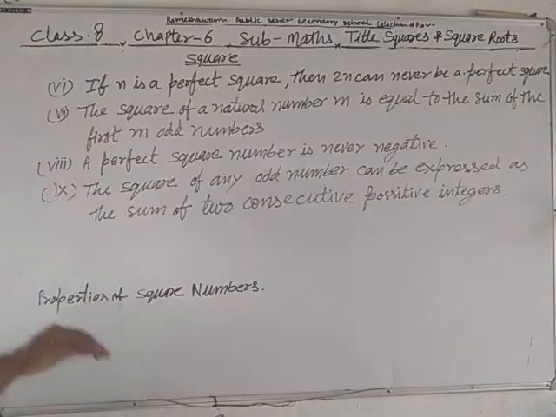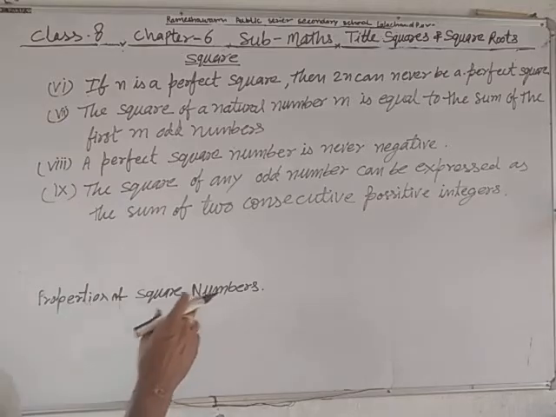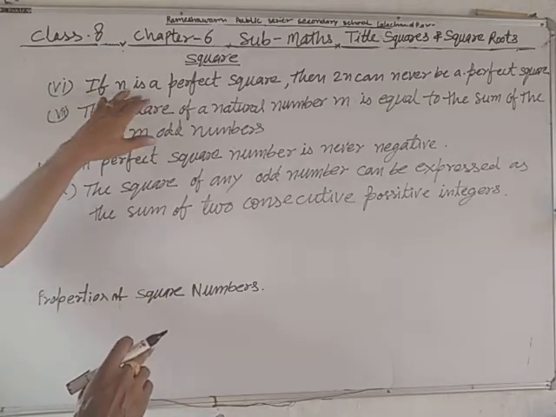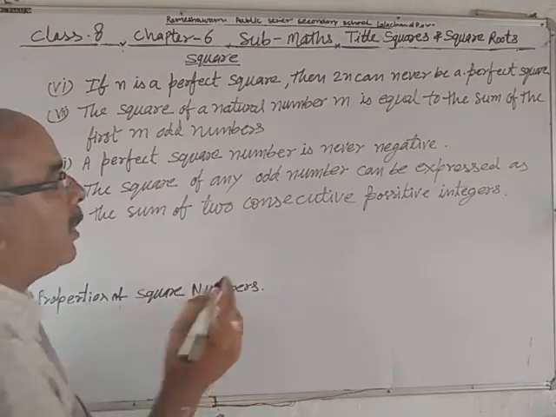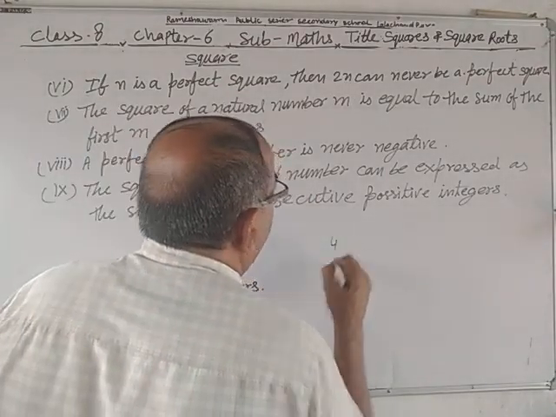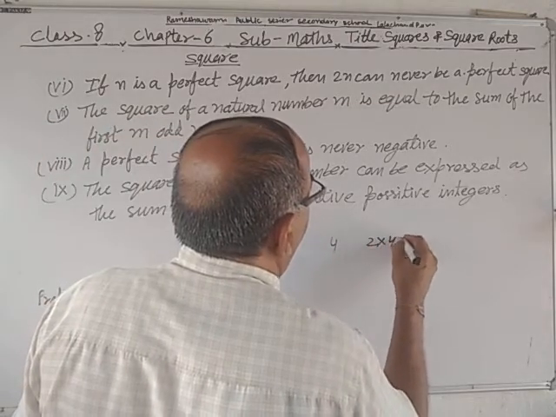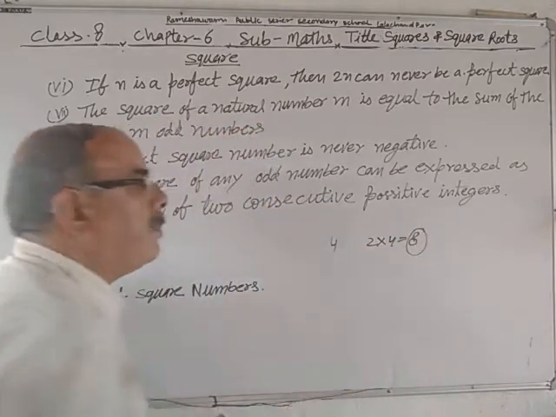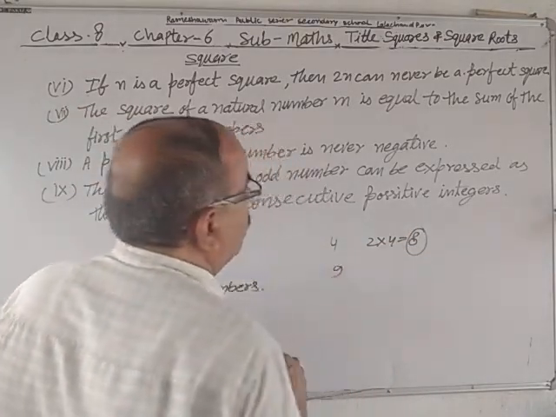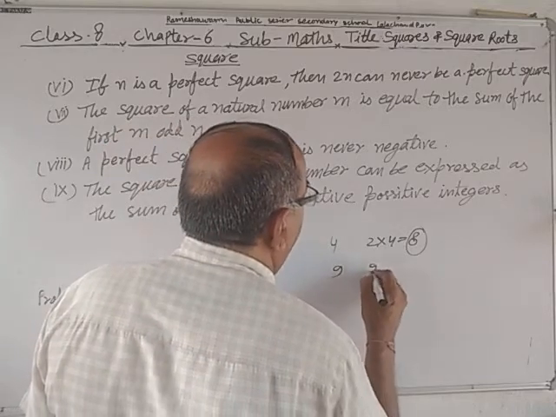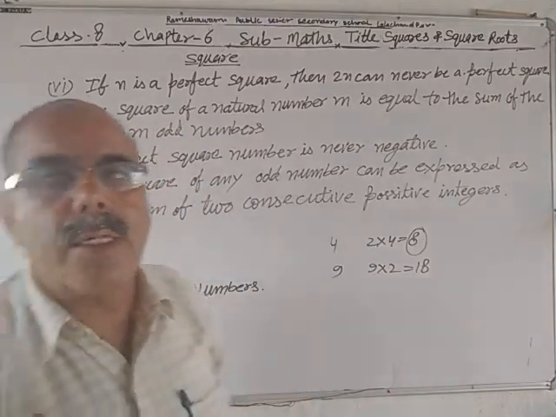The sixth property of square numbers: if n is a perfect square, then 2n can never be a perfect square. It means 4 is a perfect square, but 2 times 4 equals 8 is not a perfect square. 9 is a perfect square, but 2 times 9 equals 18 is not a perfect square.